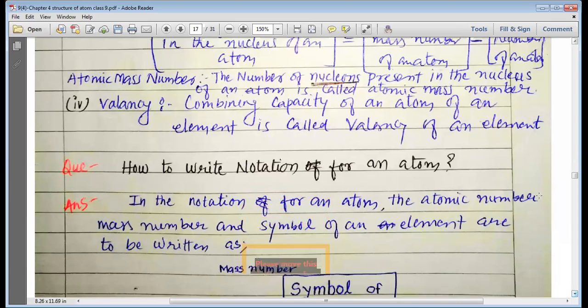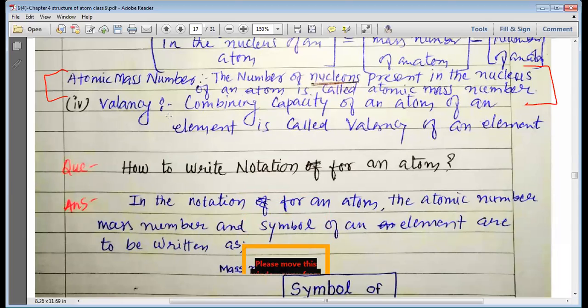My dear students, I would like to make you remember this definition also. So I am repeating once again. Another definition of atomic mass number is: the number of nucleons present in the nucleus of an atom is also called the atomic mass number.